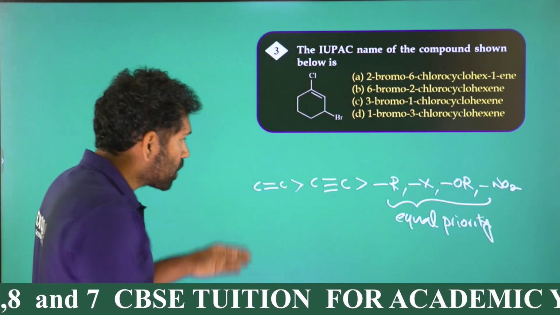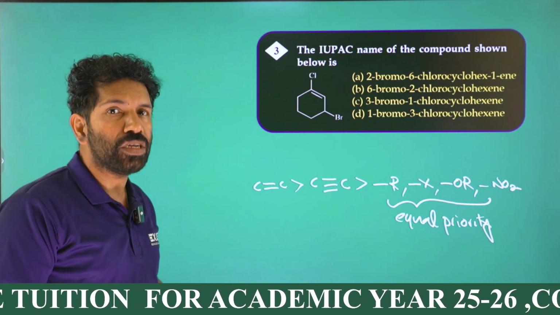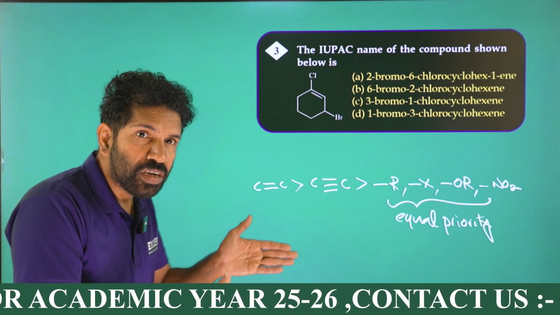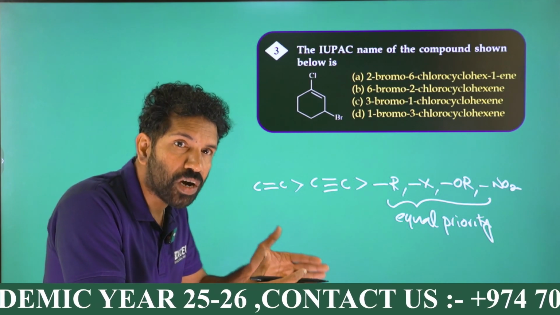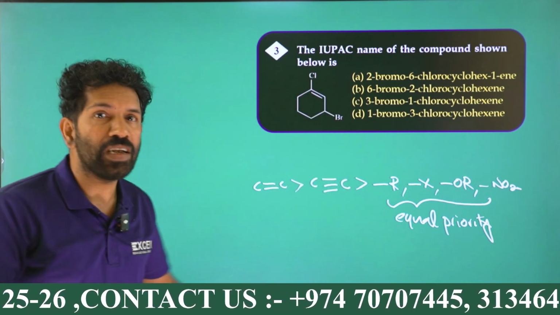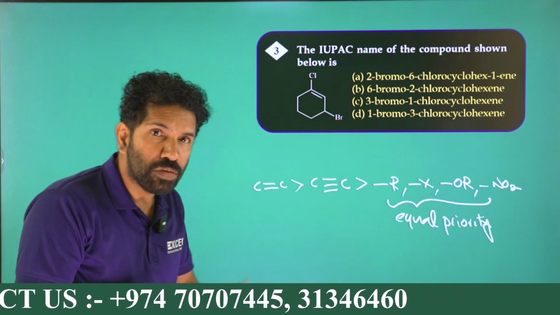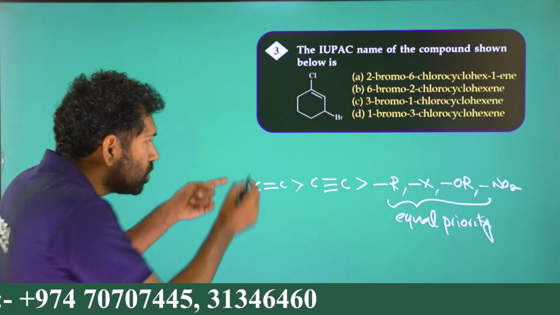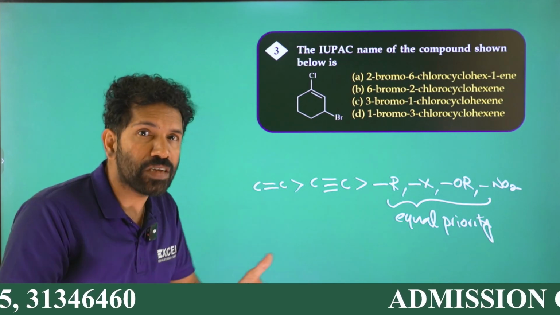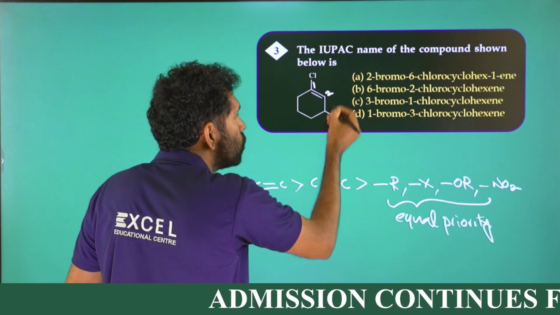So whenever double bond and halogen are present, double bond has more priority, so we should give priority to the double bond. That means we have to start numbering from the side nearest to the double bond. Here in this particular compound, you have halogen and double bond. Halogen is here, double bond is here. So we have to give priority to the double bond, students. The double bond should get the lower number. So this is number 1, this is number 2, number 3.